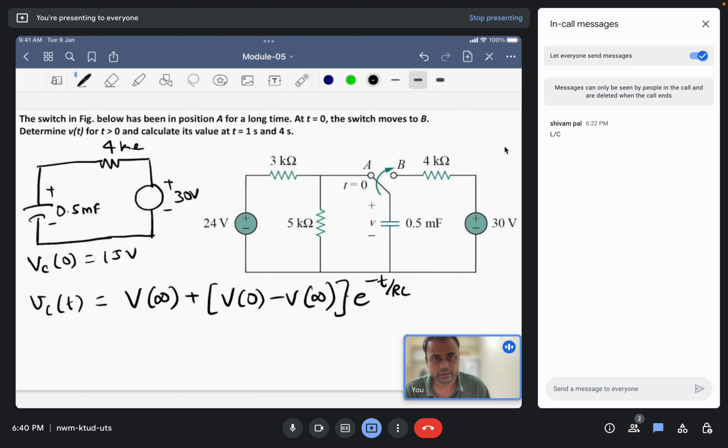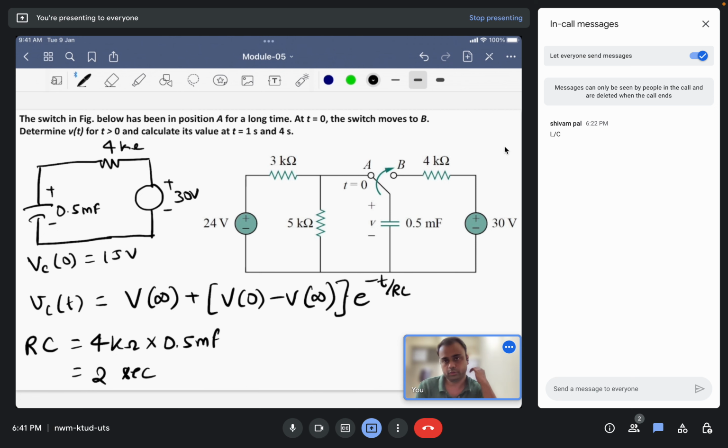For that we need to calculate the value of time constant RC here. So let us calculate that RC first of all. In this circuit there is a resistance of 4 kilo ohm and a capacitor of 0.5 millifarad. So the RC will be 4 kilo ohms multiplied by 0.5 millifarad, that is 2 seconds. So I am writing here tau is equal to RC is equal to 2 seconds.